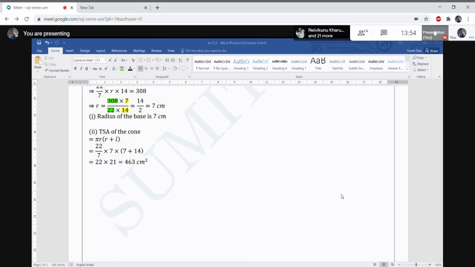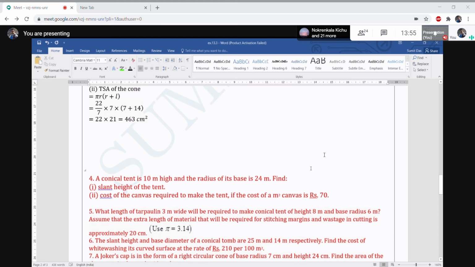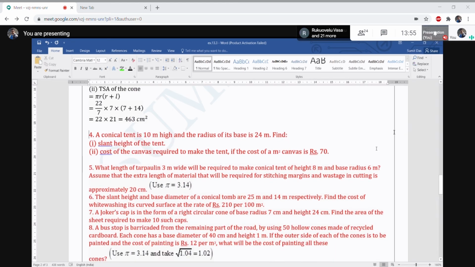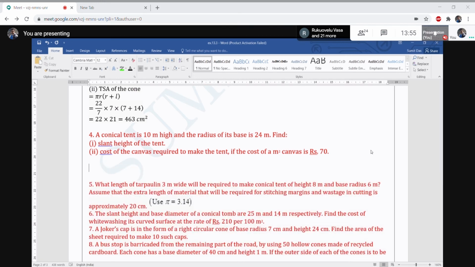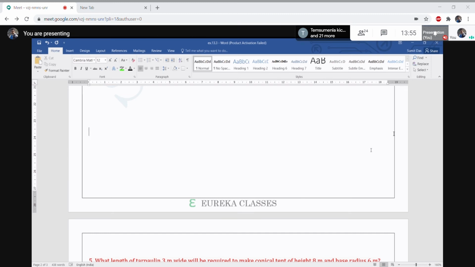Okay, then we're moving towards the next question, question number 4. Let's see, question number 4 is saying a conical tent's height and radius are given, find the slant height. This is an important question, and this type of question will come. So here, what is given, let me write.